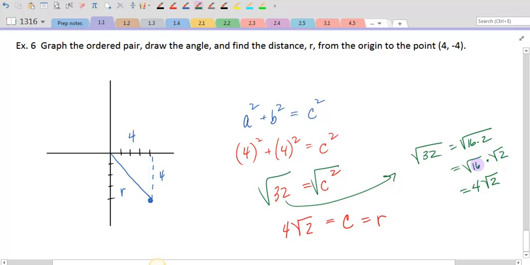Now, normally when we take the square root of a value, we get the plus or minus of that term. But because I'm looking at the distance here, I'm only interested in the positive 4 square roots of 2. So again, to simplify a radical, you look for the perfect square factors of 32, and that was 16, because 16 is a perfect square, times 2, and I end up with 4 square roots of 2. So that's how we know what the distance is of r.